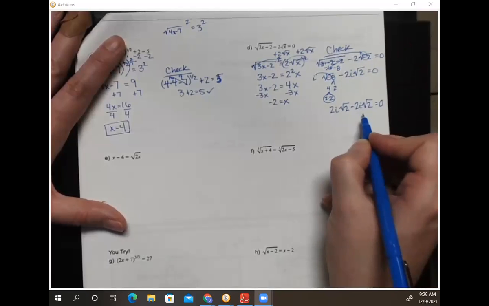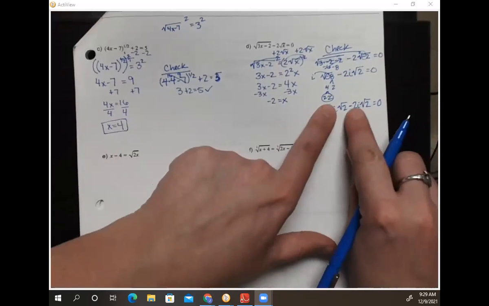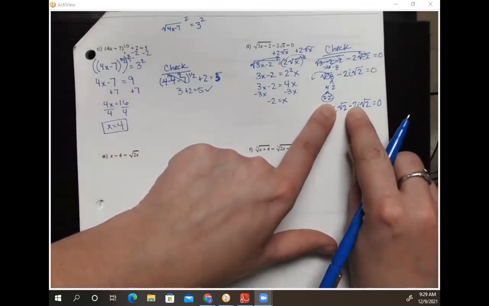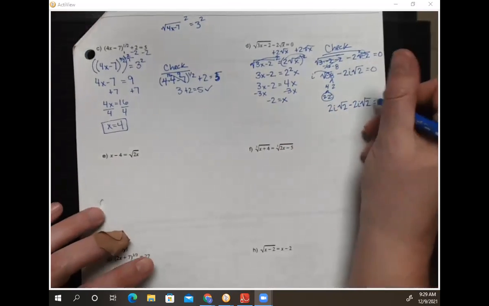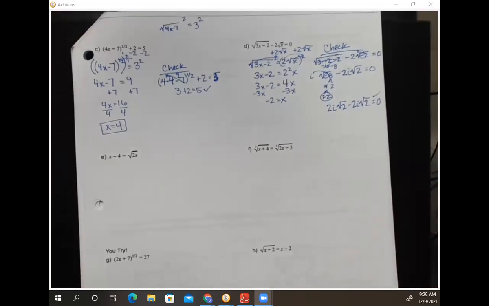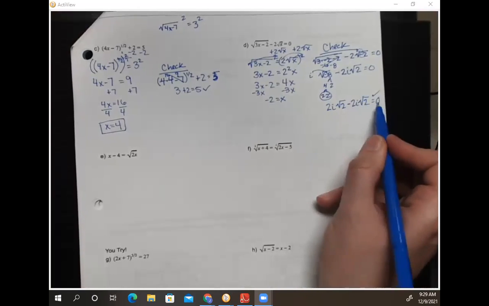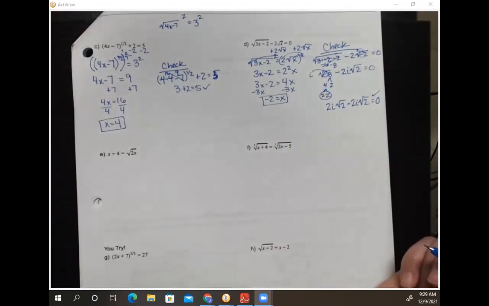2i root 2 minus 2i root 2, is that going to be 0? A thing minus itself. 4 minus 4 is 0. Is root 2 minus root 2 0? So how about 2i root 2 minus 2i root 2? Imaginary numbers here, which I know sometimes makes us a little uncomfortable, but as long as this side equals this side, we're good. And that is a valid solution.